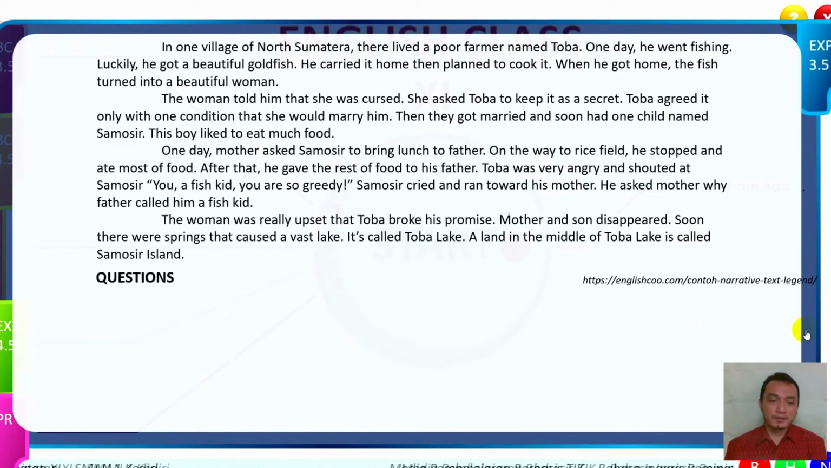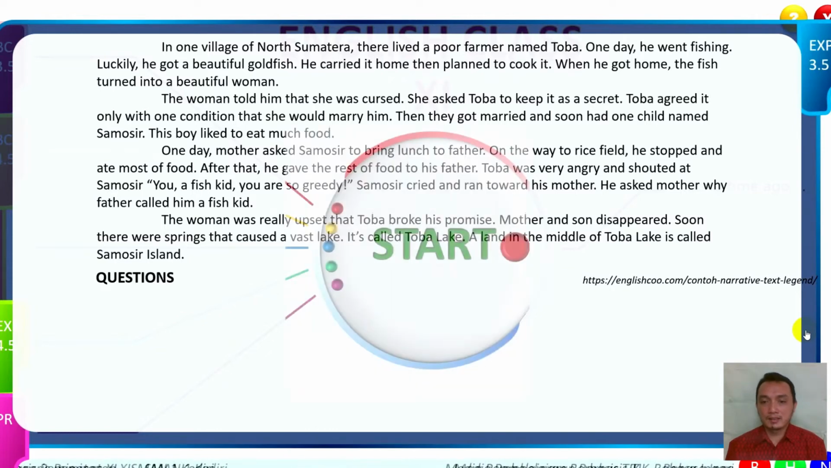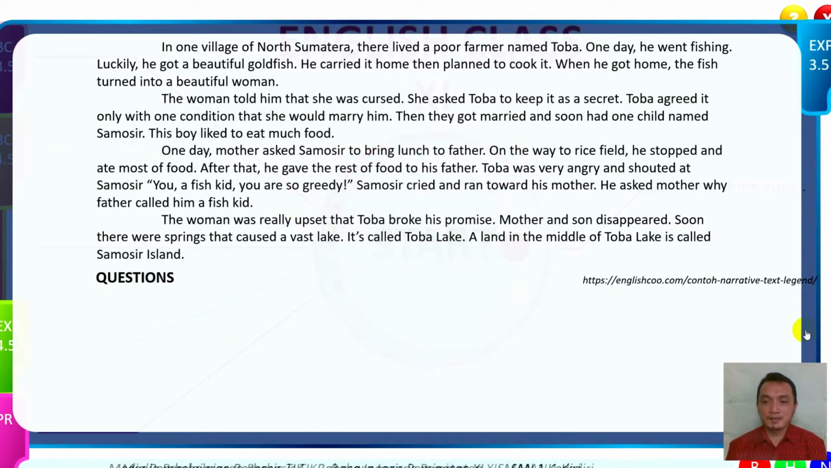I gave you a different story that I've taken from the English QO.com. In one village of North Sumatra, there lived a poor farmer named Toba. One day he went fishing. Luckily, he caught a beautiful catfish. He carried it home, then planned to cook it. When he got home, the fish turned into a beautiful woman. The woman told him that she was cursed. She asked Toba to keep it a secret. Toba agreed with only one condition, that she would marry him.